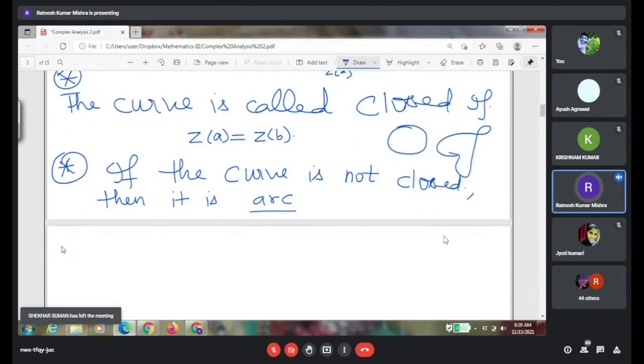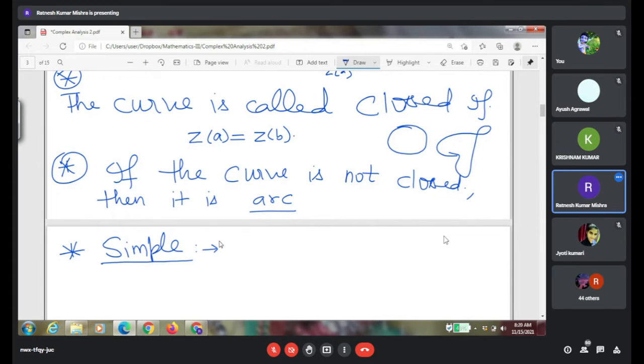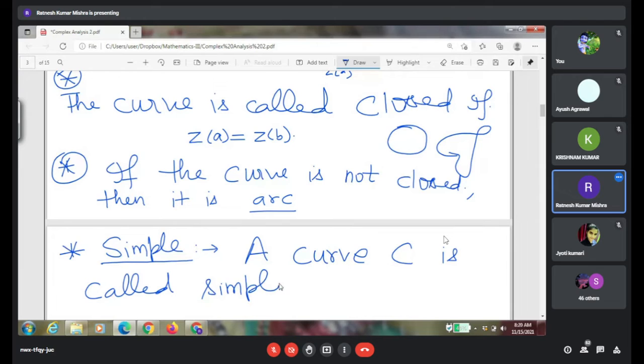And third point is simple. So when we say that the curve is simple, a curve C is called simple. When we say that any curve C is simple, first of all, there is no intersection. Now we can say that the curve is simple.